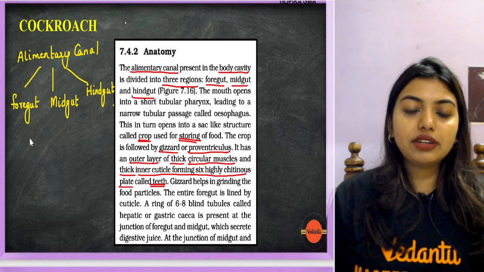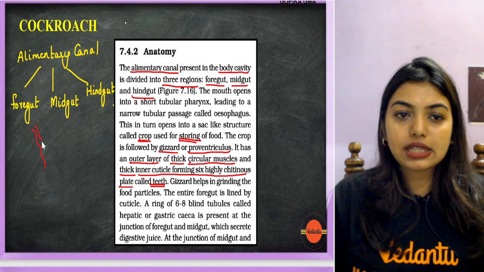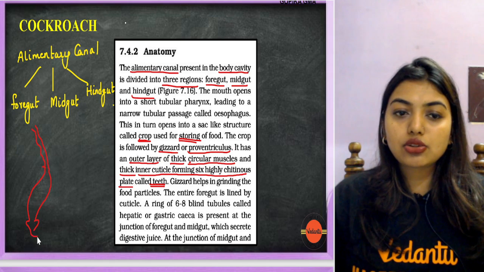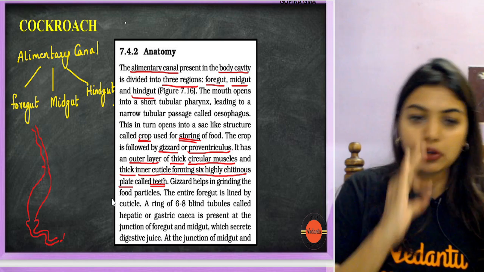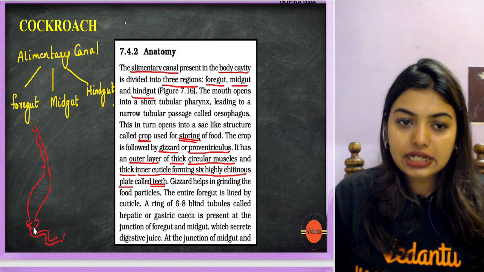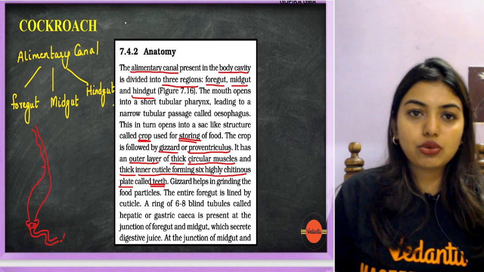So far, what did we learn? The food comes through the long narrow tube called the esophagus, which opens into a sac-like structure called the crop. From the crop, it comes to a small portion called the gizzard. From the gizzard, it goes to the midgut, and from the midgut, into the hindgut. Now they are telling that the gizzard will have 6 chitinous teeth inside, which will help in grinding.